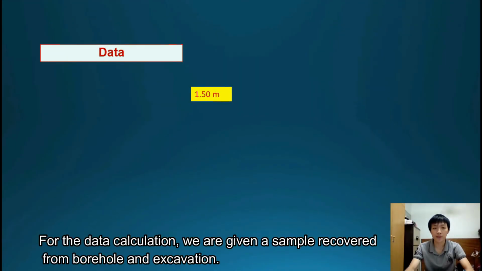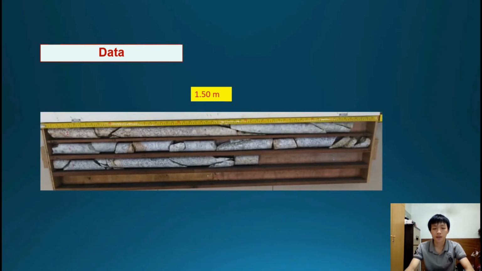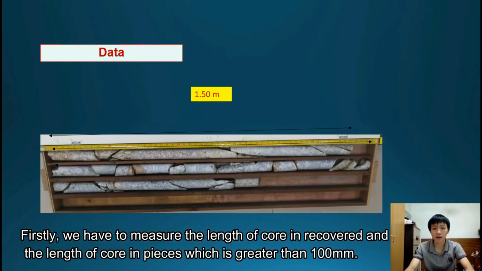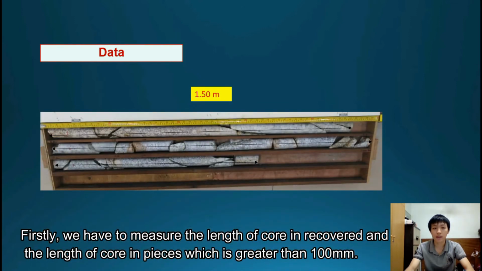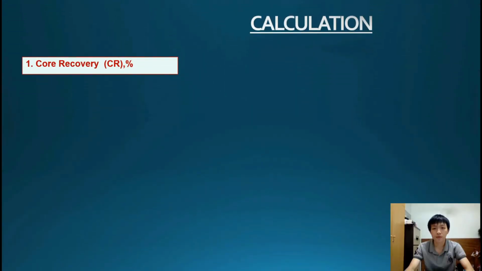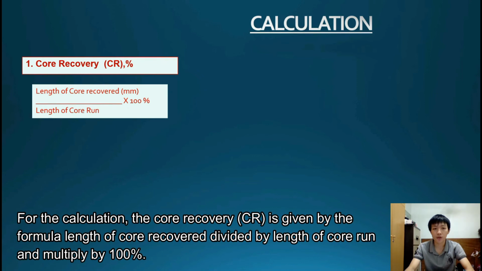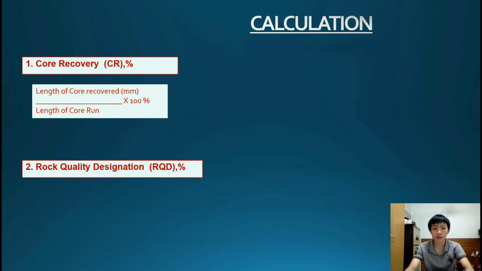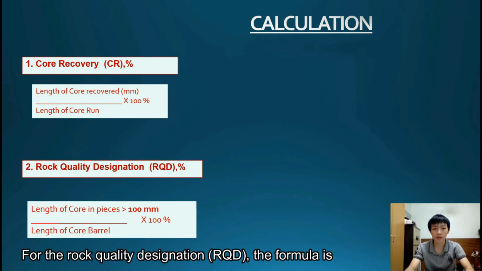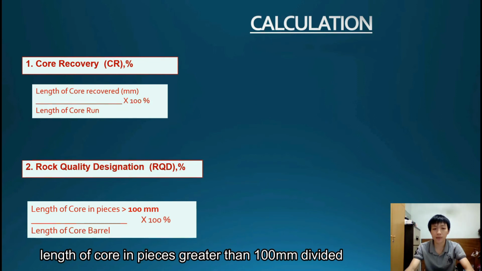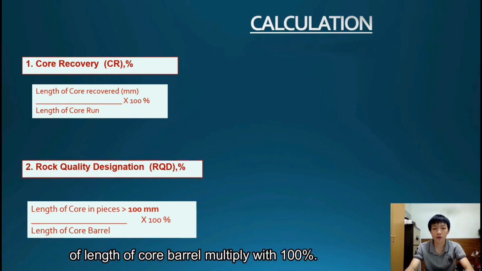For the data calculation, we are given a sample recovered from borehole and excavation. Firstly, we have to measure the length of core recovered and the length of core in pieces greater than 100 millimeters. For the calculation, the core recovery, CR, is given by the formula: length of core recovered divided by length of core run, multiplied by 100%. And for the rock quality designation, RQD, the formula is: length of core in pieces greater than 100 millimeters divided by length of core barrel, multiplied by 100%.